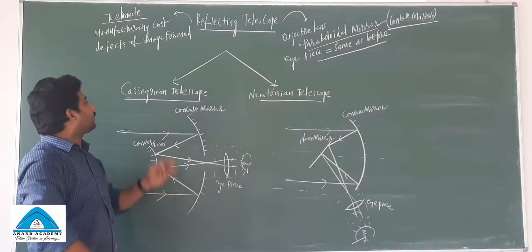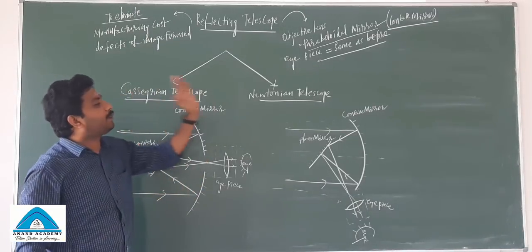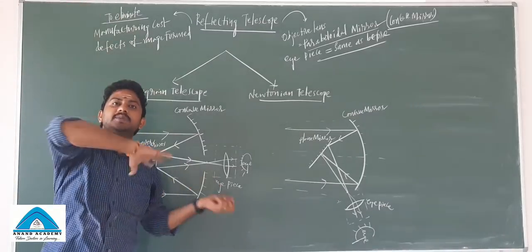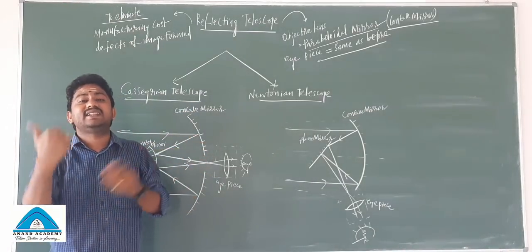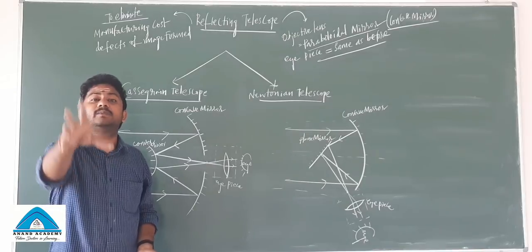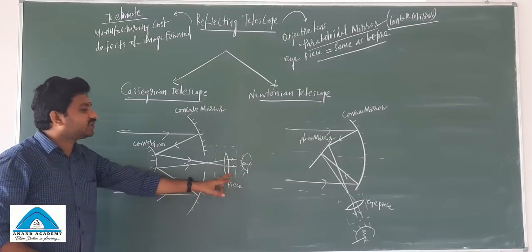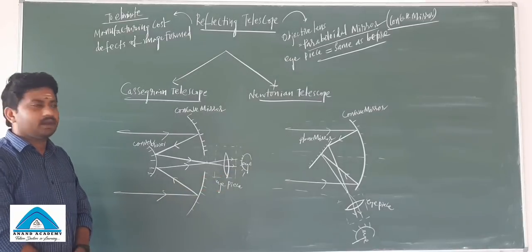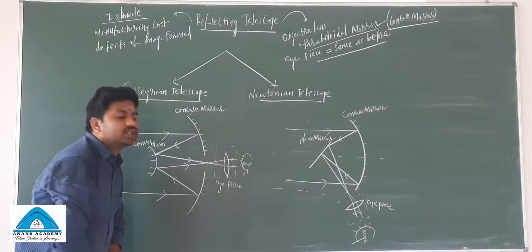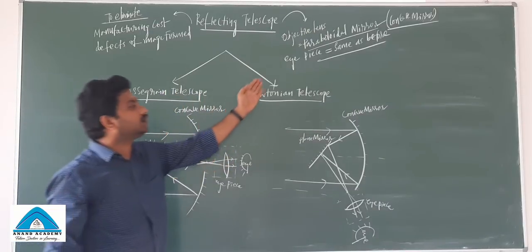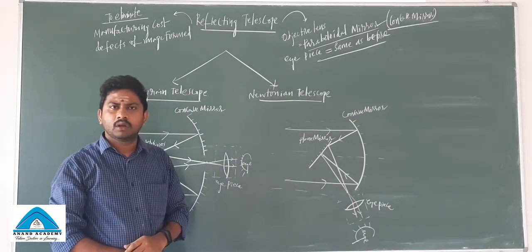In both the cases, that may be the Cassegrain telescope or the Newtonian telescope, the image will be formed at infinity. In both the cases, we will consider the normal adjustment only. So this is how we can see the astronomical bodies. In the same way, the Newtonian telescope also will have a concave mirror.